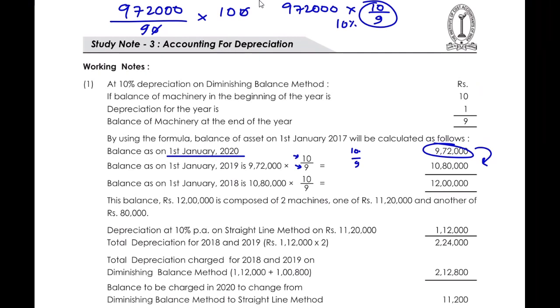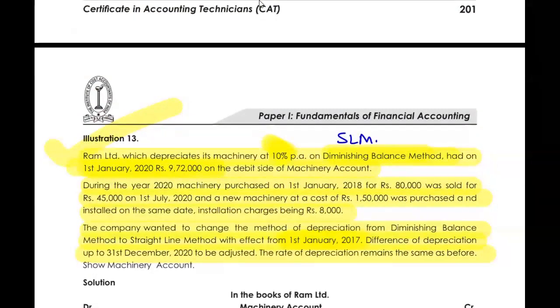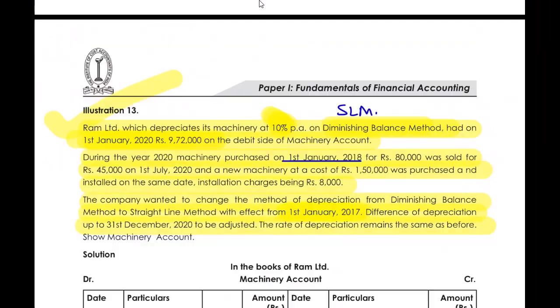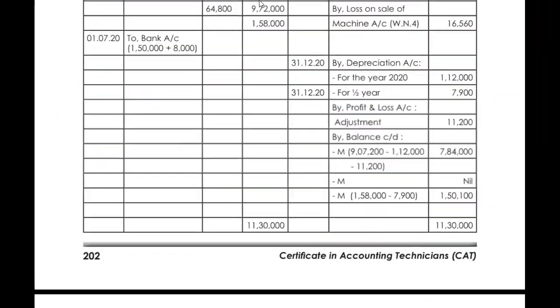This I have done. So I got the value of the machine 1 year back, and again I did this because the asset was purchased on 1st January 2018. So it would be 12 lakh rupees. Okay, that was the date of purchase of machinery, 1st of January 2018. Okay, so from this whole purchase of 12 lakh, 80,000 was sold.